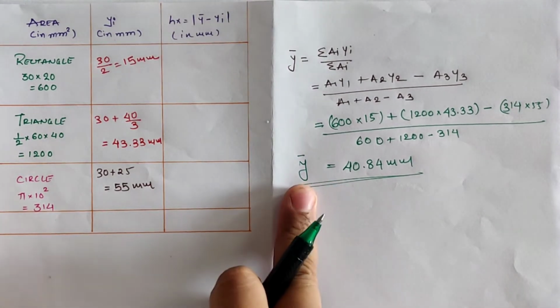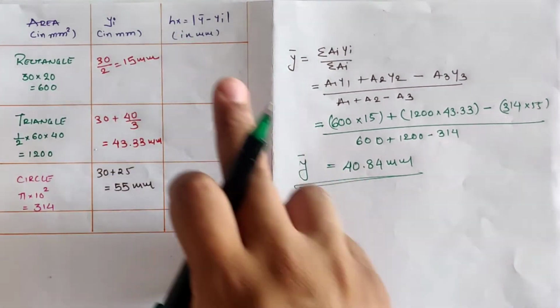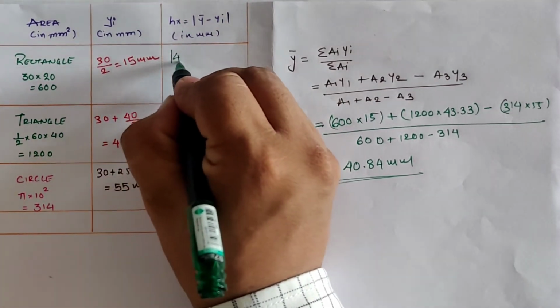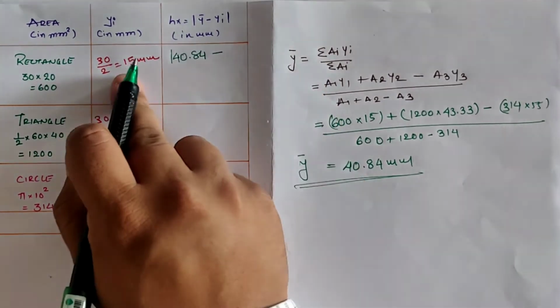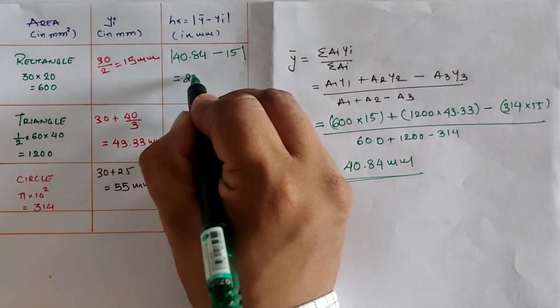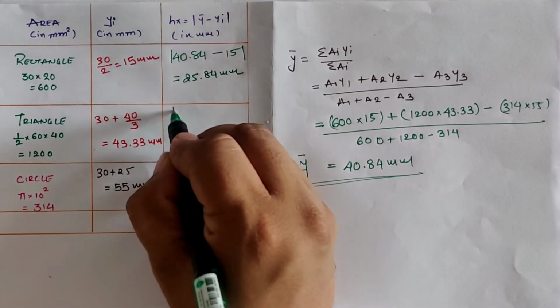Now using this y bar, we have to calculate the hx value, and the hx value is nothing but mod of y bar minus yi. So our y bar value is 40.84 minus yi is 15, hence the total value is 25.84 mm. Similarly for the rest of the parts.